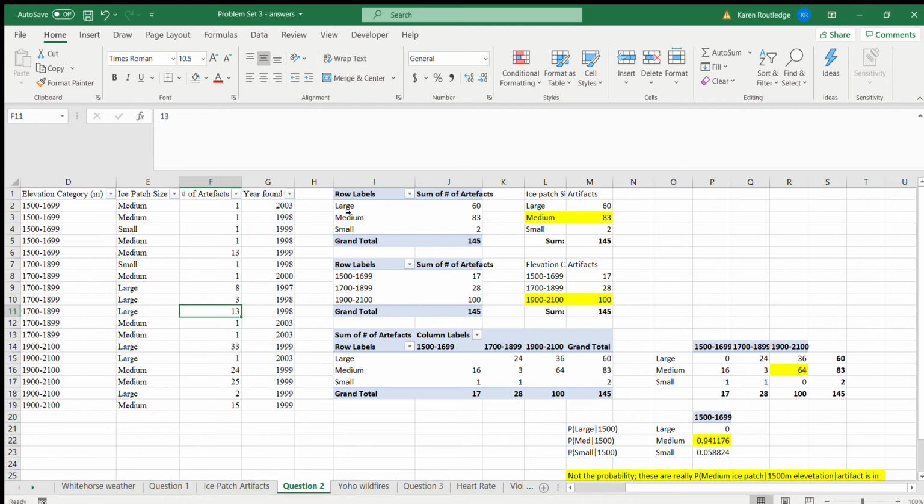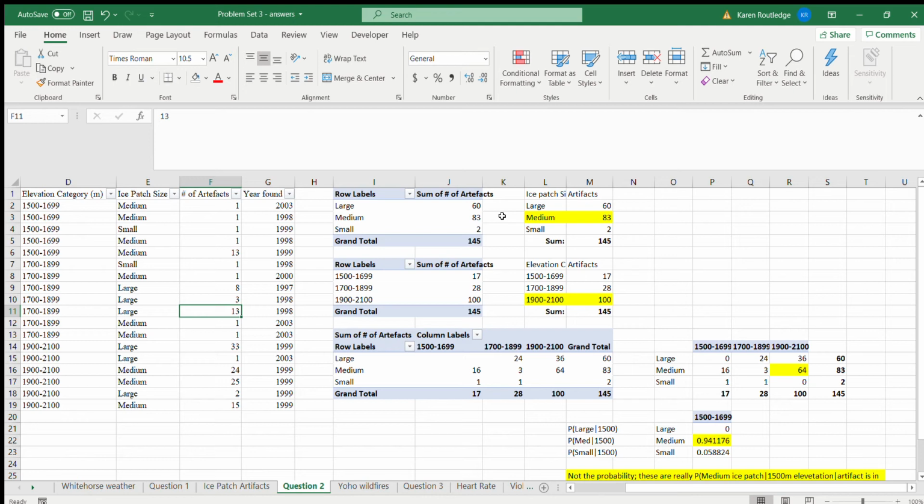So here we have, again, our ice patch size and the sum of artifacts. And the pivot table will just do these numbers for us. We see, well, the medium ice patch size had the most number of artifacts, so it has also the highest probability. I didn't ask you to calculate what that was. It would be 83 divided by 145, but just by virtue of having the largest sum, it will also have the highest probability. That's part A.